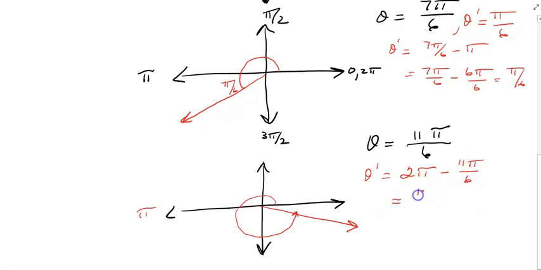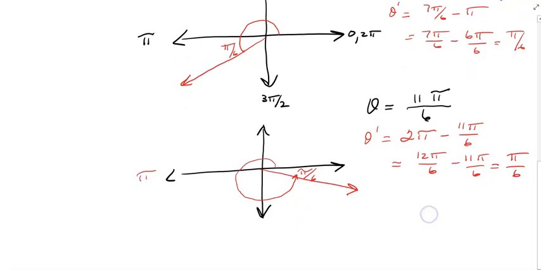Well, 2 pi is 12 pi over 6 minus 11 pi over 6, so that's again pi over 6. It has a pi over 6 reference angle in quadrant 4. Again, you're going to want to practice all of these angles and working with pi. How did I know it fell in quadrant 4?